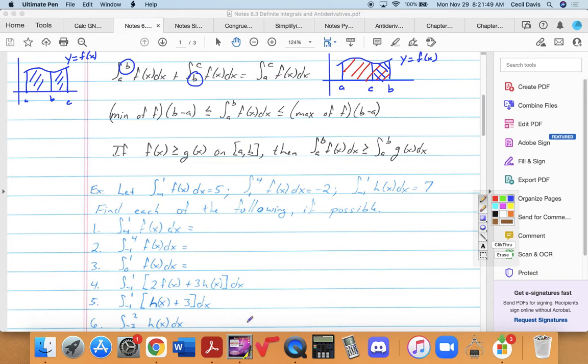As long as those two are the same, it doesn't matter what these two are. Okay?